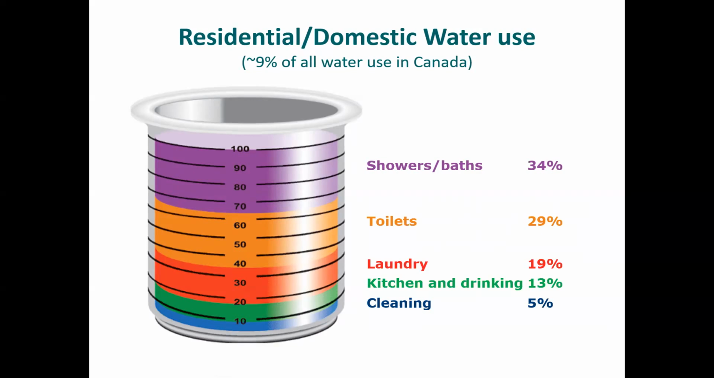Toilets are number 2, laundry is number 3, kitchen and drinking number 4, and cleaning is number 5. So showers and toilets are the big ones. Like I said, these numbers can vary quite a bit just based on what type of home a person has, the type of shower head, the type of toilet. Newer toilets tend to use a lot less water than older toilets. And of course, for laundry, kitchen, drinking and cleaning, newer dishwashers are so much more efficient than older ones, and so on.